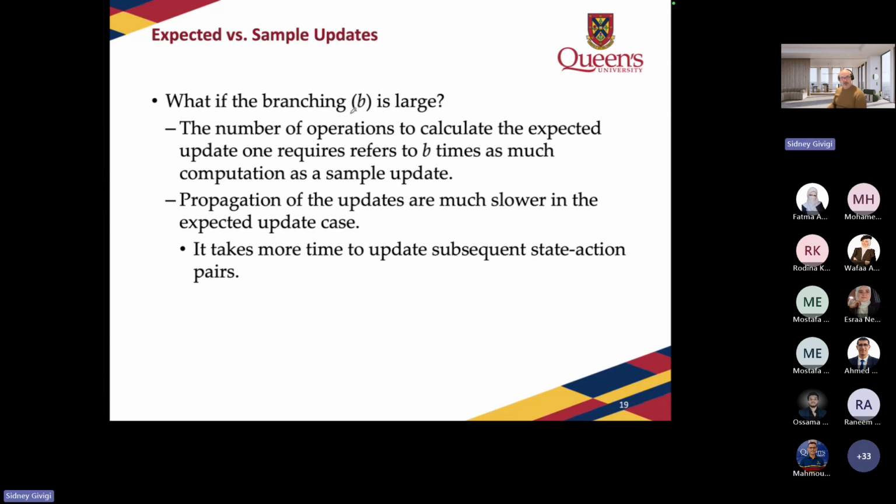If this branching is very large, like if the number of possible next states is very, very large, this number of operations is going to be b times that number. So if it is 1,000, it's going to be 1,000 more operations. And this may be very complicated. The other thing is that when you propagate these updates, it's going to be much, much slower with this expected update case, because now you have to consider all these different considerations, okay?